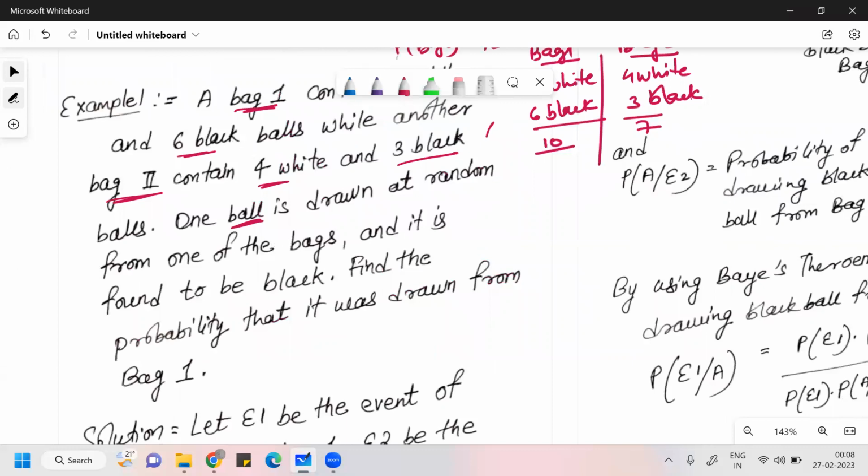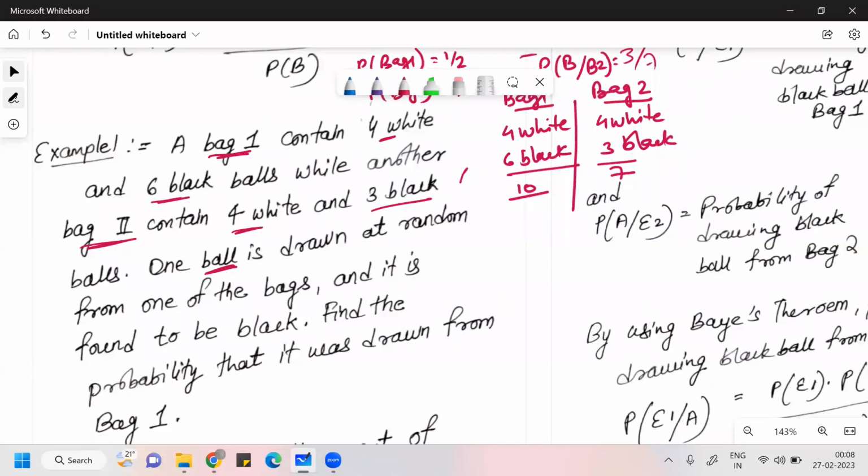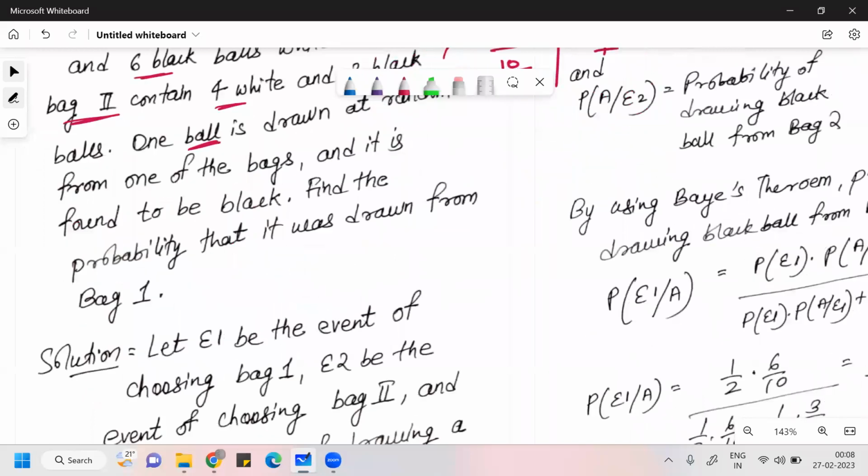So they're telling you that two bags are there: bag one contains four white and six black balls, while bag two contains four white and three black balls. You got one ball and that ball is black in color. Now the question is, what is the probability that it is drawn from bag one? I hope you understood this. These are the kind of problems we discuss under Bayes theorem.